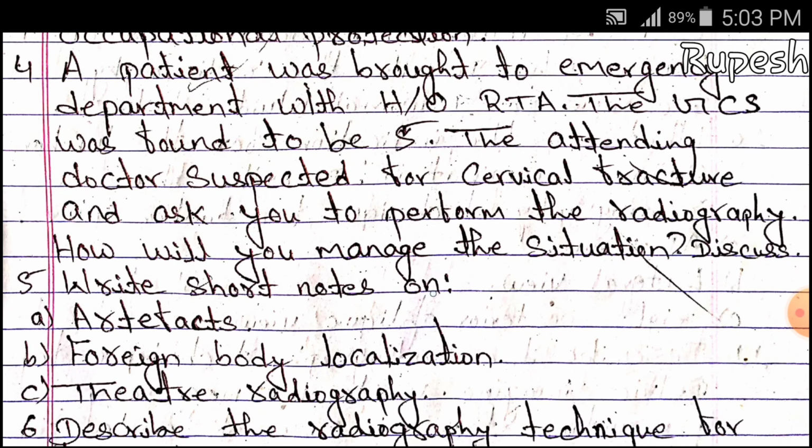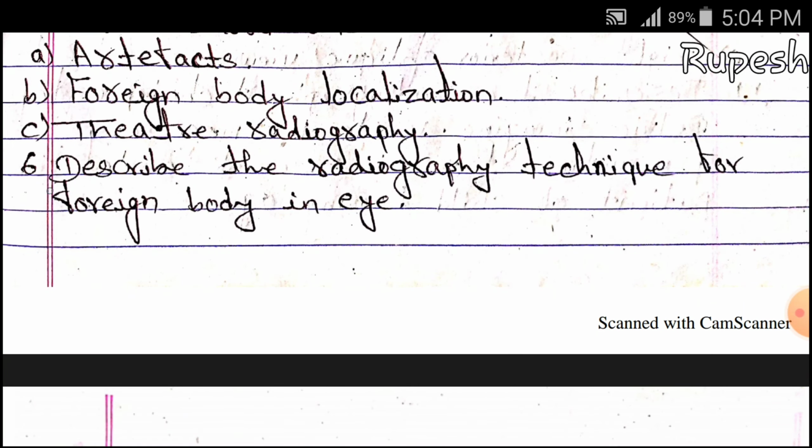Question number 5. Write short note on. Point number A, artifact. Point number B, foreign body localization. Point number C, trauma radiography. So question number 6, describe the radiographic technique for foreign body in eye.